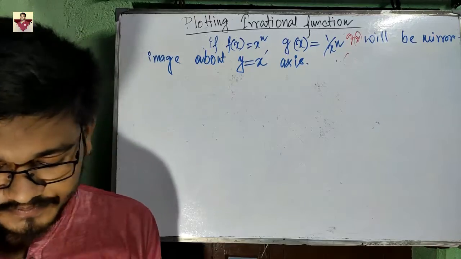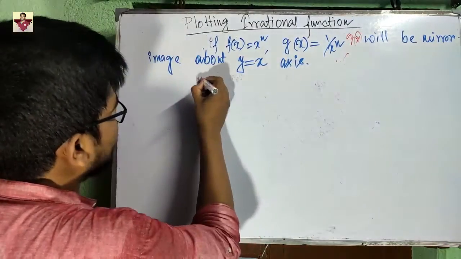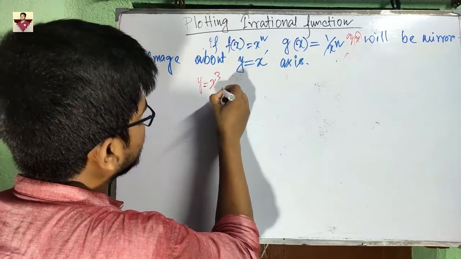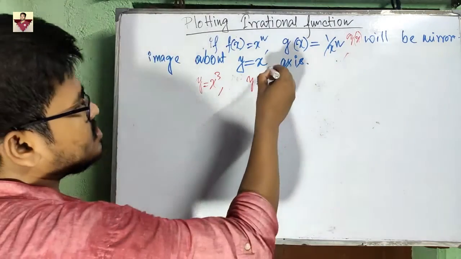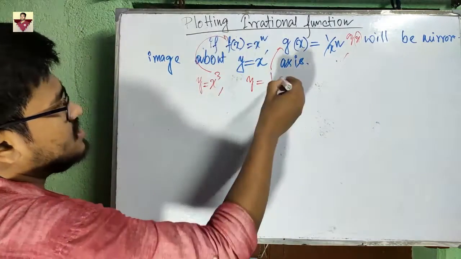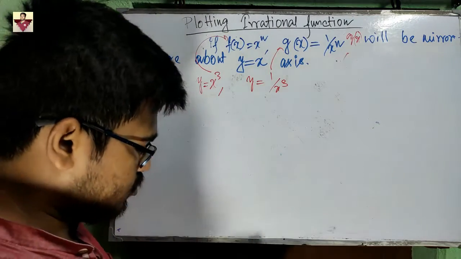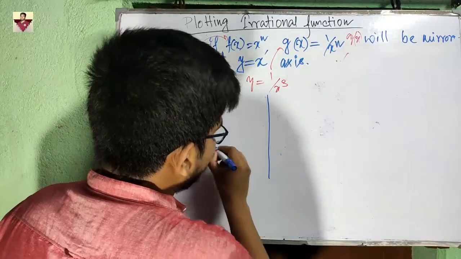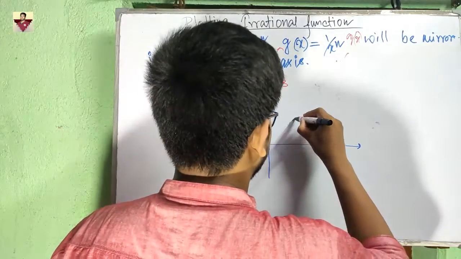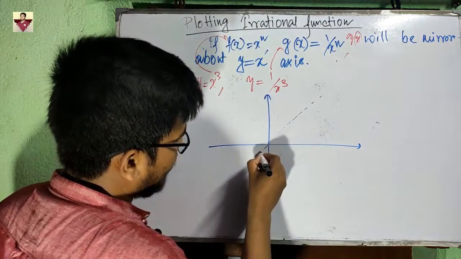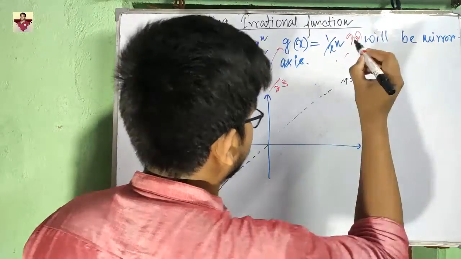So for example, let's plot y equal to x cube and y equal to 1 by x cube. So as you can see, this is your g(x) and this is your f(x). So this g(x) will be the mirror image of y equal to x cube. So how to visualize that? Let's plot first the y equal to x line. So this is exactly your y equal to x line.